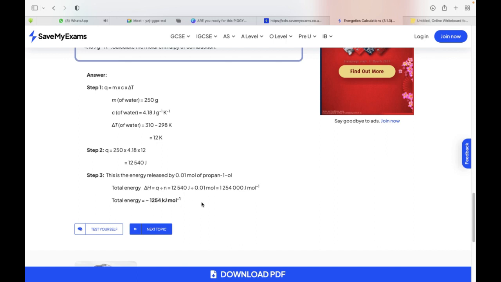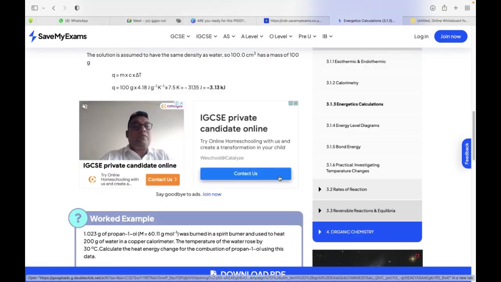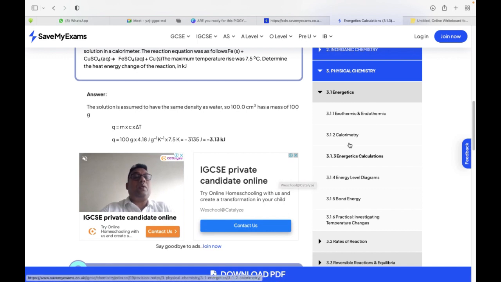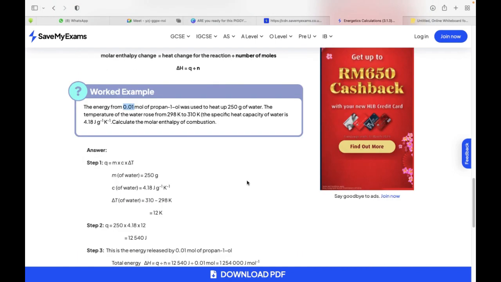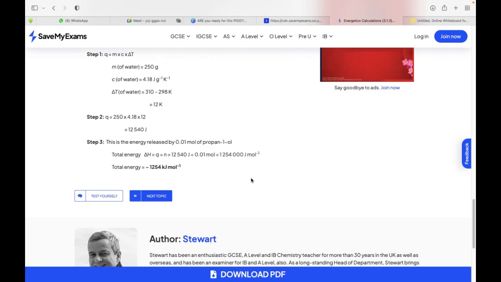So I think for today we stop here. Next class we are taking calorimeter energy calculation, and next we are going to the energy level diagram. So we stop here for this class. Thank you very much.